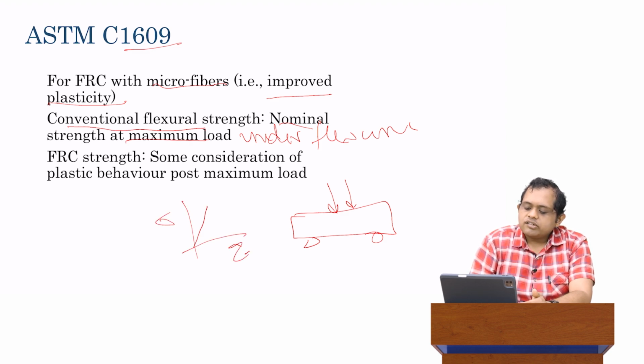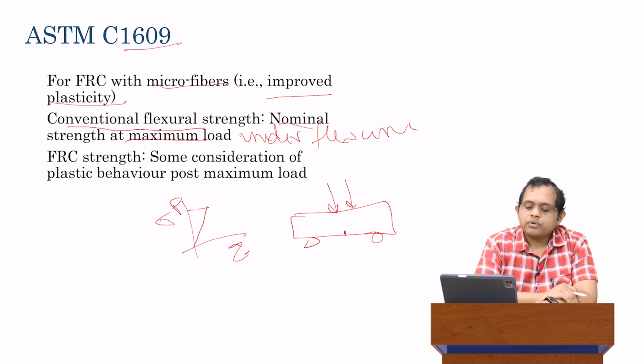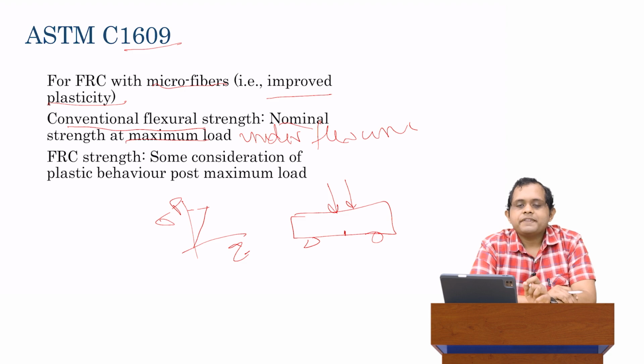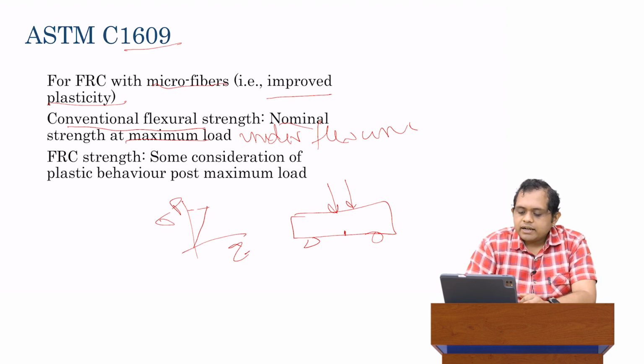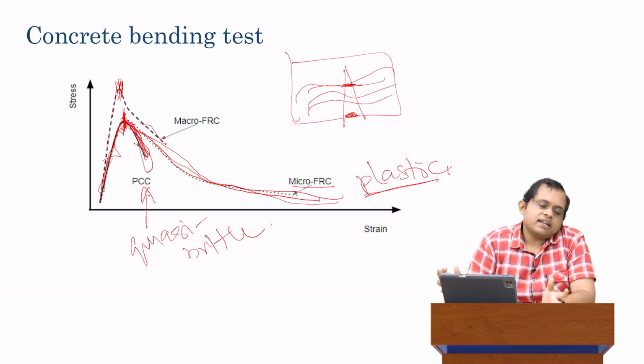until we reach a maximum, that is until a crack just begins to form. Once the crack forms, whatever that maximum load was, let's say that was P, the nominal strength at that maximum load under this flexural loading is what we call the conventional flexural strength. And that, by the way, is also what I showed over here, this dark black line for PCC, which could come out of a flexural strength test.